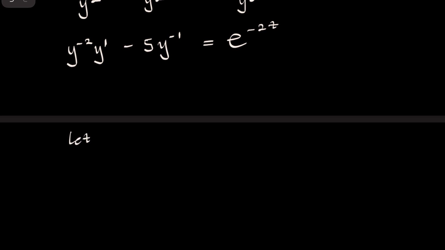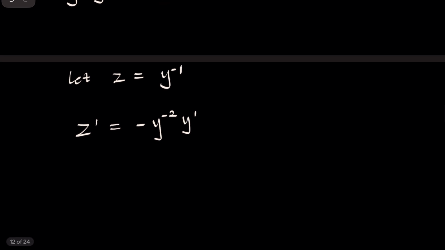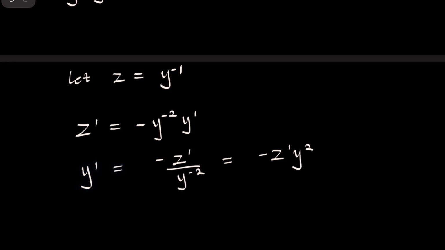So we say let z be equal to y to the minus 1, and then we differentiate. Differentiating gives z prime is equal to minus y, then we subtract 1, so that will be minus 2, then y prime. Then we compute y prime, so that gives y prime is equal to minus z prime over z to the minus 2, which is the same as minus z prime z squared. And so this is our y prime.